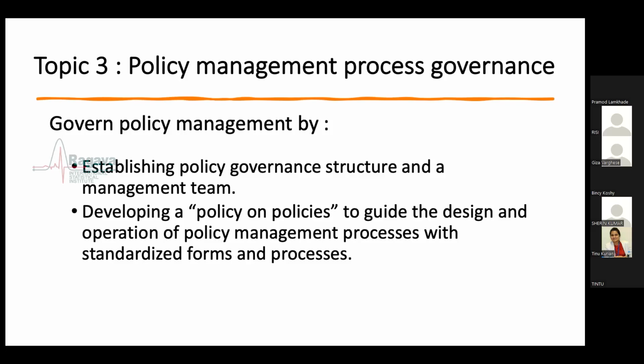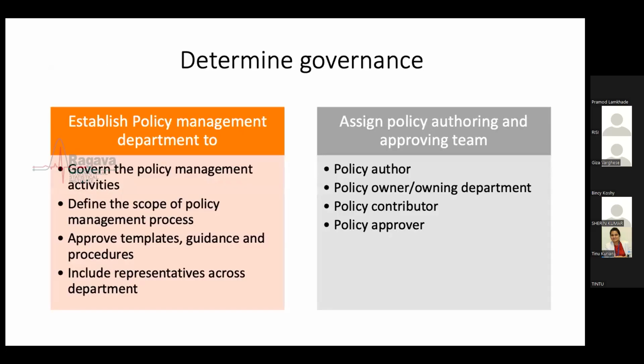Then you have to develop a policy on policies to guide the design and operation of policy management processes with standardized forms and process. So to develop policies in an organization, you must have a policy on policies. This is also known as a meta policy. Basically this document will guide your employees, policy owners, or policy developers on how to write policies, what is the scope of policy development, how to get it reviewed, how to get it approved, who is to be included depending on the scope of the document, what forms you have to use, etc.